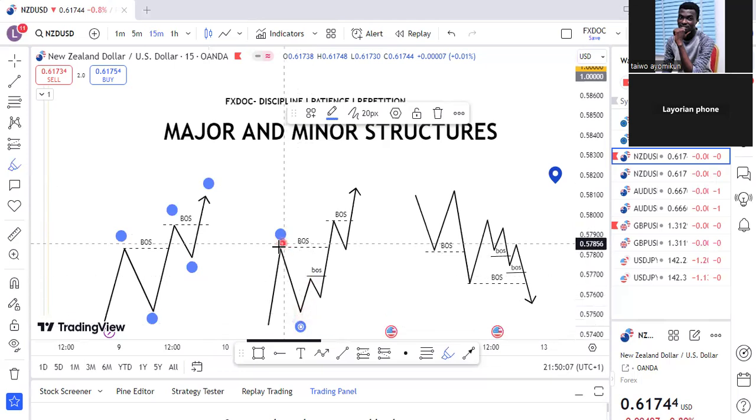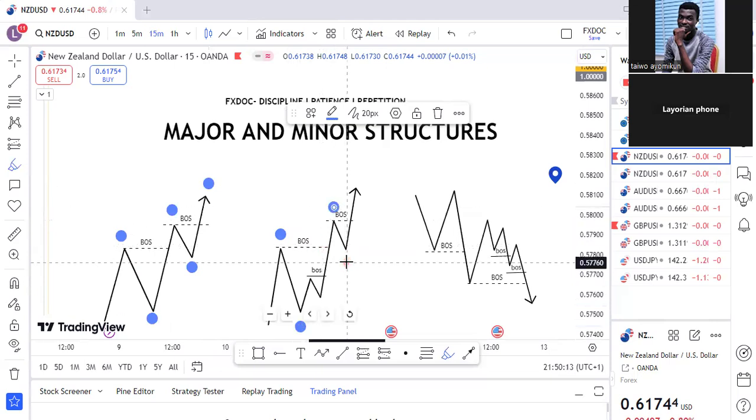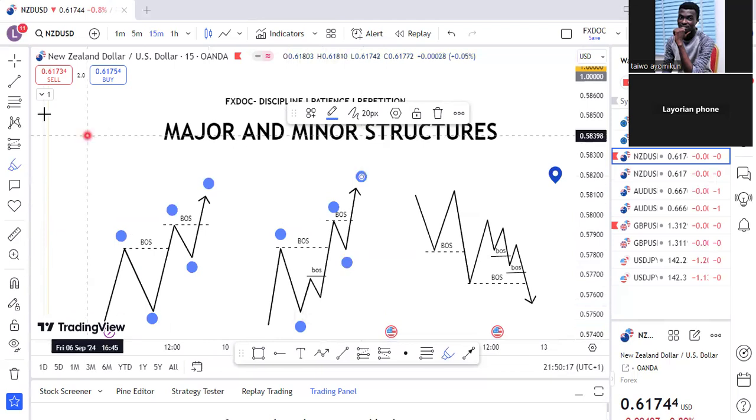Price goes up, takes out this high, creating break of structure, which is BOS, creates another high, comes down, creates a new low, goes up to create a new high. Now, I want you to pay attention to something. Look here. You can see that in this case, price just took out this and took out this.